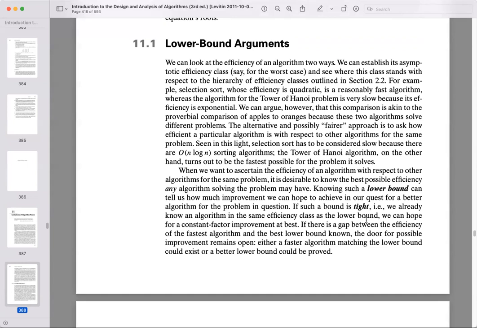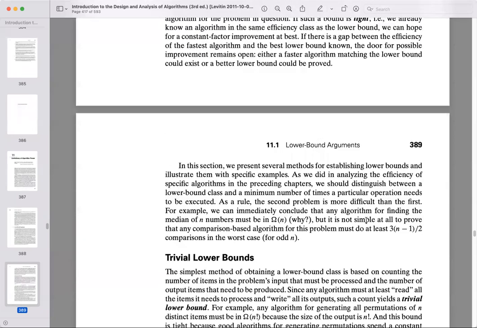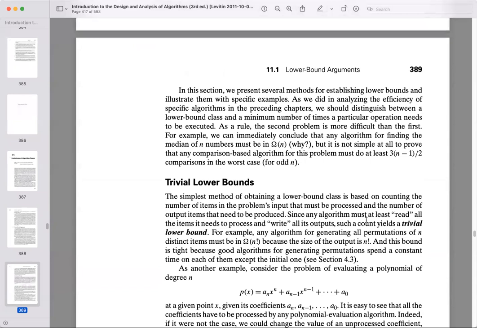But if there's a gap, which means theoretically there's a much more efficient algorithm, we just don't know it yet, well, then either there's another algorithm out there, or maybe your calculation of the lower bound wasn't correct. One or the other. So we're going to look at some ways that we can establish these lower bounds.